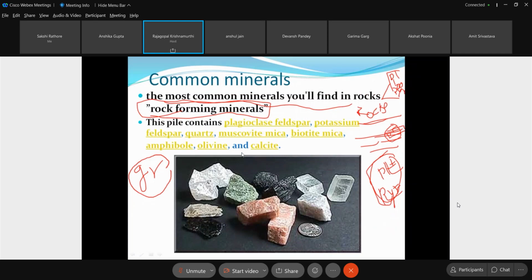So if you take a rock like granite or basalt or anorthosite, or an example like khondalite or granulite, you will have different minerals. These will have different components, and these components will be called the rock forming minerals. You can have plagioclase feldspar, potassic feldspar, quartz. Can you identify what this is, Anshika? The pink one.